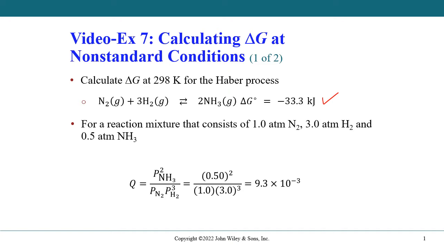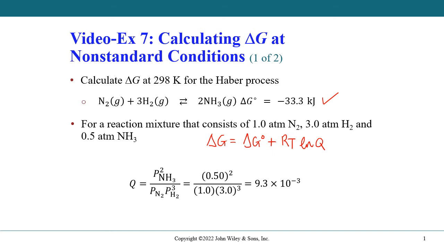And then we're given some conditions. So the reaction mixture, we've got some concentrations. Now remember that gases use partial pressures, so these are partial pressure concentrations. Our first step, because what we want to do is use this equation: delta G is equal to delta G standard plus RT ln Q, the natural log of Q. Okay, so that's what we're after.